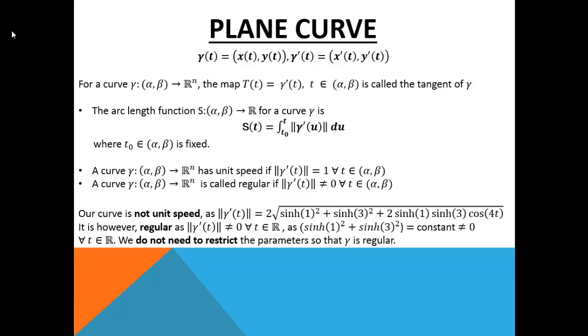By definition, a curve gamma has unit speed if the length of the tangent is equal to 1 for all t in the domain, whereas if the length is not equal to 0 for all t, then the curve is called regular. So the differential of the arc length function is the speed of the curve. In our case, the curve is not unit speed. It is, however, regular for all t.